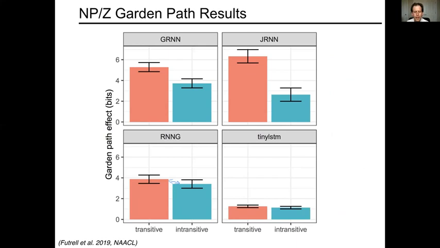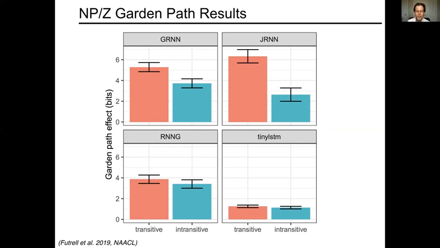Even for the grammar-based model, there's not a very big effect of verb transitivity, and there's an even smaller effect of verb transitivity for the model that doesn't have explicit grammatical structure. On the other hand, the models that have larger amounts of data do have a robust effect of verb transitivity. And what that suggests is actually an important point about the way that neural models learn and generalize.